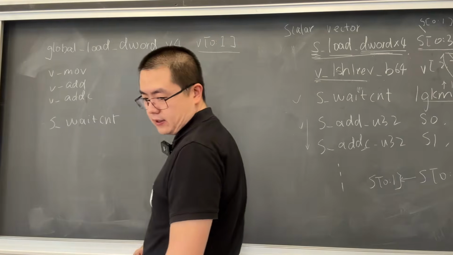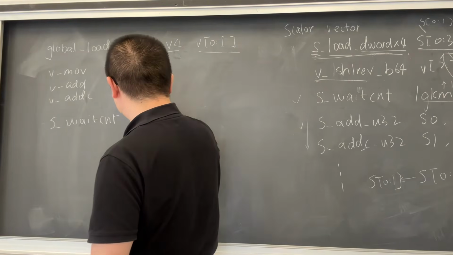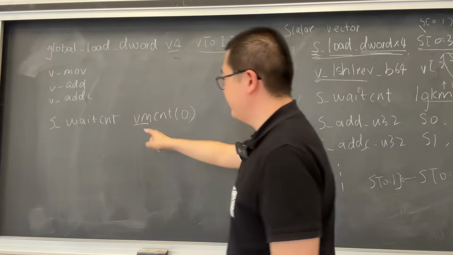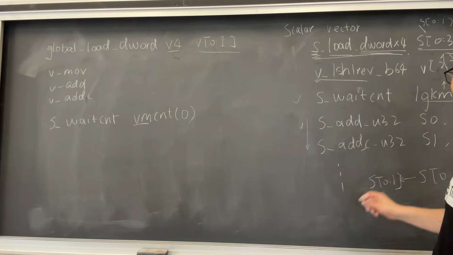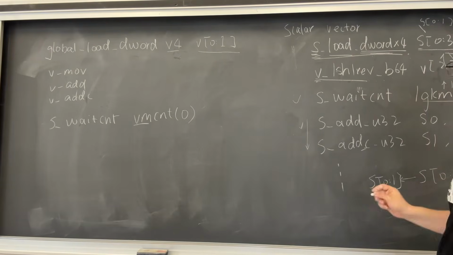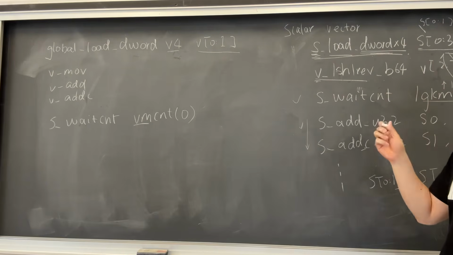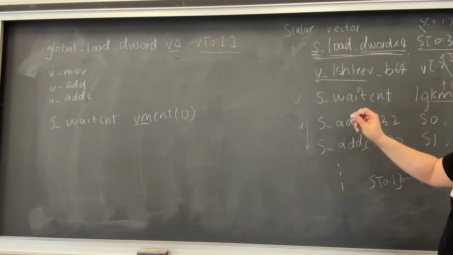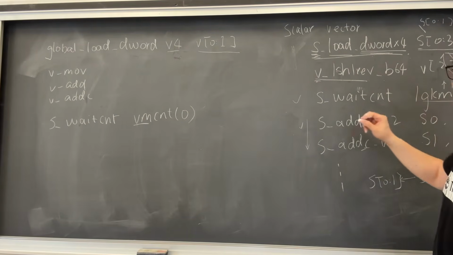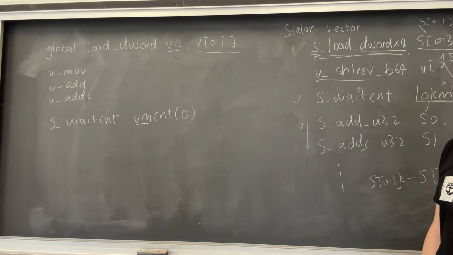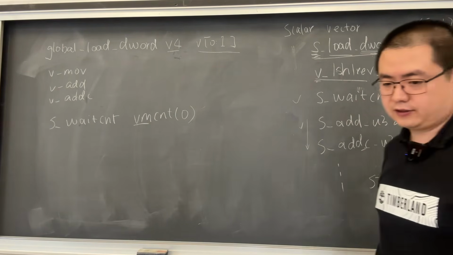Then here we do S wait count. In this case, we're waiting for this counter called VMCNT. VM is for vector memory. LGKM is for local, global, constant memory. So these different memory systems share one counter. You can consider it this way: S load uses this counter, V load uses that counter. So different counters.